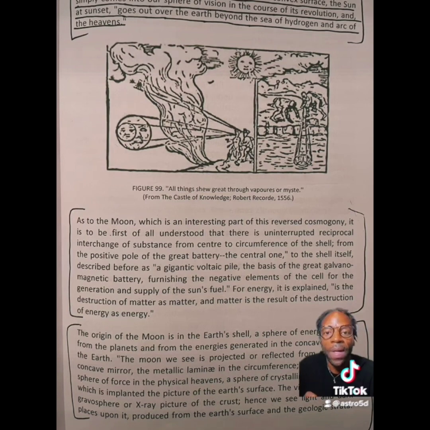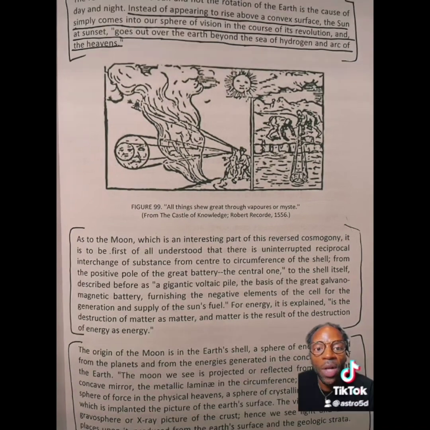As to the moon, which is an interesting part of this reverse cosmology, it is to be first of all understood that there is an uninterrupted reciprocal interchange of substance from the center to the circumference of the shell, from the positive pole of the great battery to the central one, to the shell itself, described before as a gigantic voltaic pile, the basis of the galvanomagnetic battery, furnishing the negative elements of the cell for the generation and supply of the sun's fuel, for energy. It is explained that it is the destruction of matter as matter, and matter is the result of the destruction of energy as energy. Don't let that go over your head.